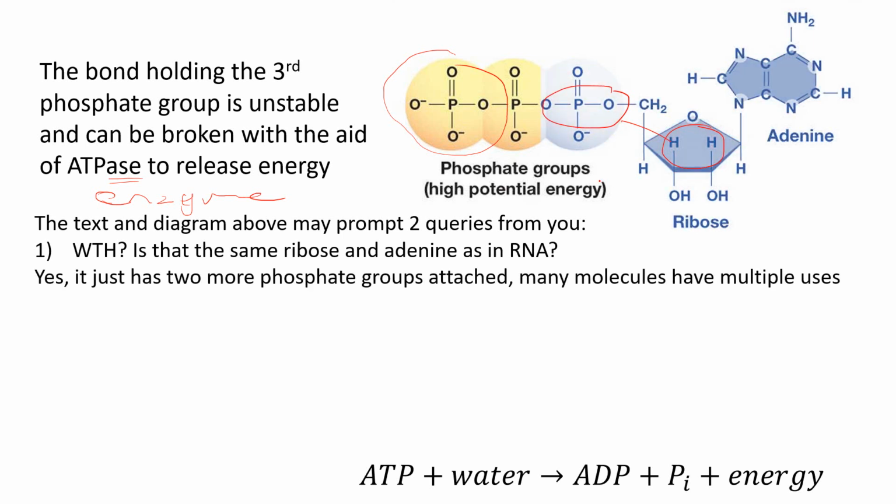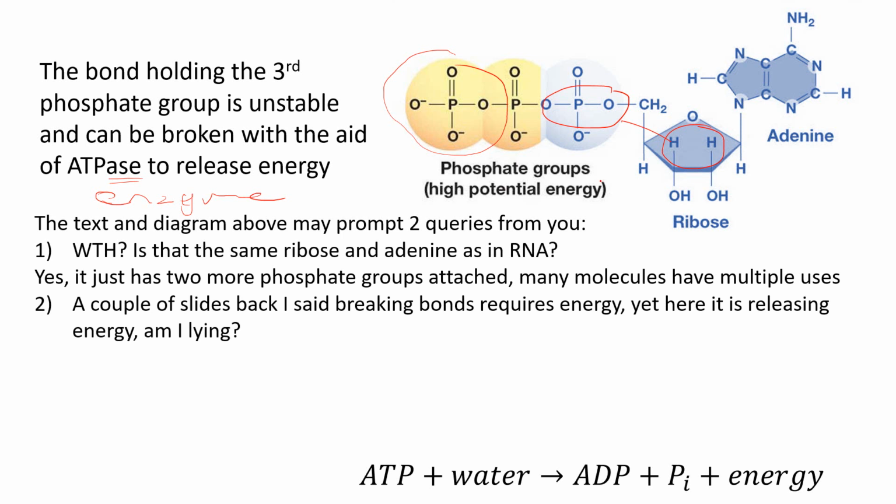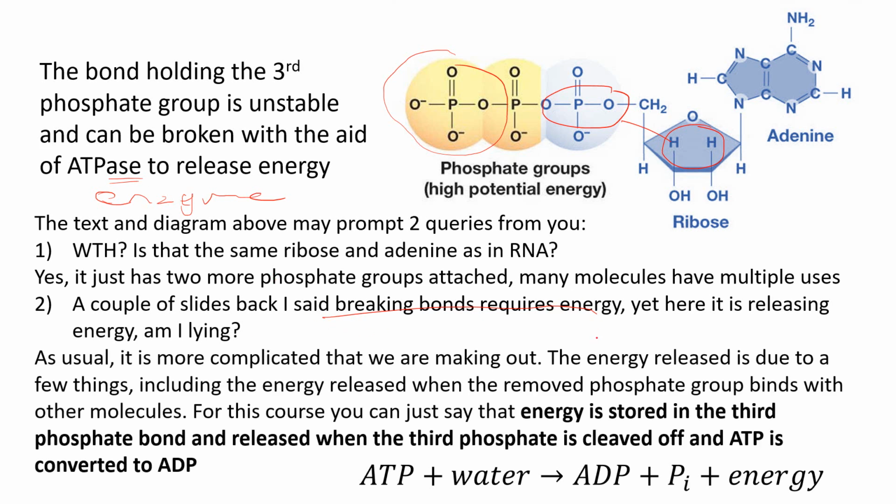The other thing is, a couple of slides back I said that breaking bonds requires energy, yet here it is, releasing energy. Am I lying? Well, it would require some energy to break this bond, but then you've got this phosphate available to go and bond with something else. The phosphate is actually to do with bonding reactions that occur at the same time that are producing the energy. So we would still tend to say that, in this bold bit down here, energy is stored in the third phosphate bond and released when the third phosphate is cleaved off.